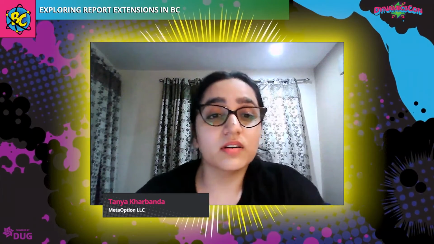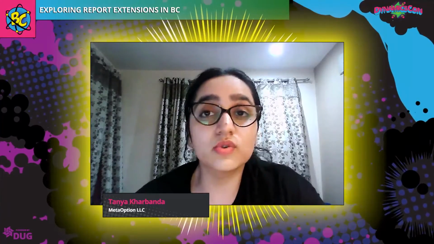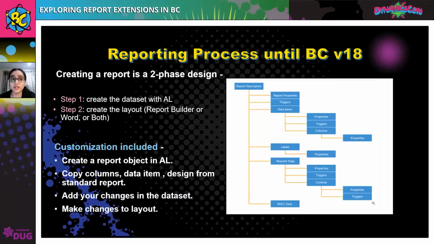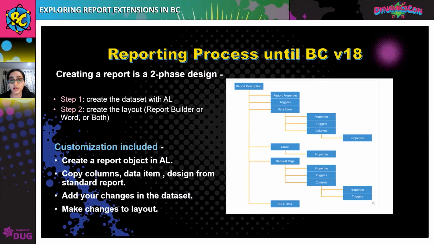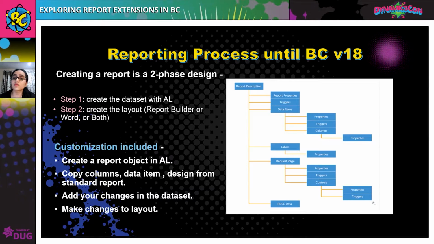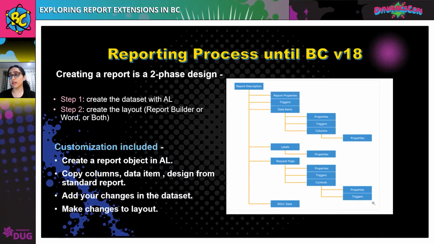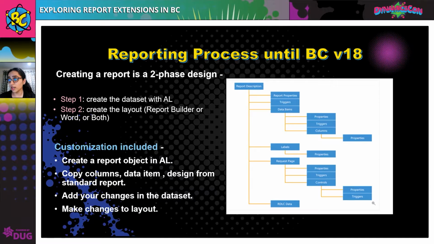Reporting is basically a two-phase process. One, we create the data set, which basically means we create the report object. The data set determines the data that is extracted or calculated from Business Central database tables, and that can be used in reports. The second part is the layout. By layout and design, we usually mean designing the visual of a report. There are two types of report layouts in Business Central: RDLC layout and Word layout.